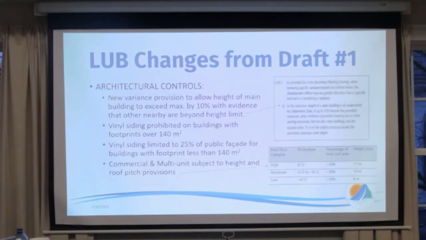But my next question was, I noticed there are commercial and multi-unit subject to height and roof pitch provisions. What about cladding? So the cladding would apply to them. So they cannot use vinyl siding either. It would be, as it is currently, it would go by the size. So if there was a small commercial building, maybe they could take advantage of the third bullet there.